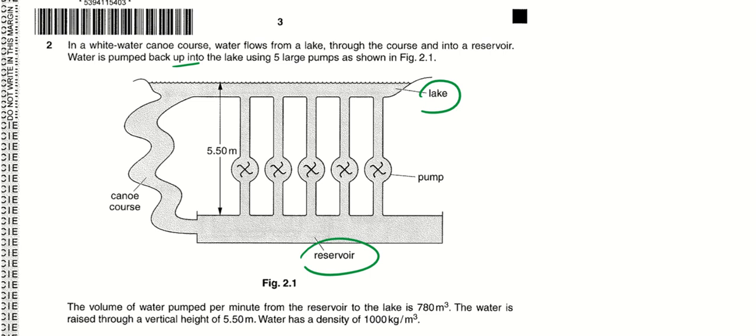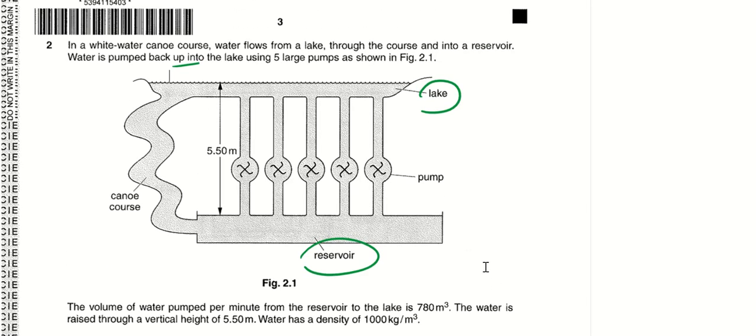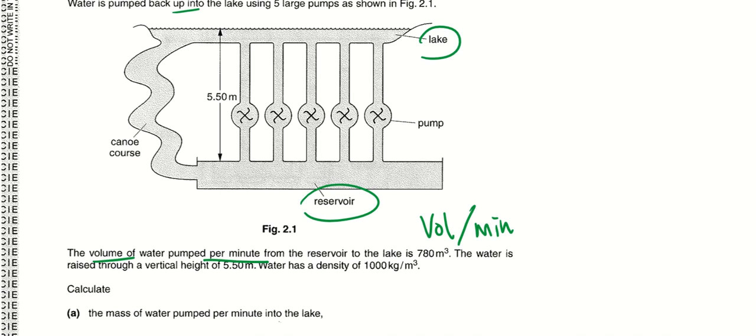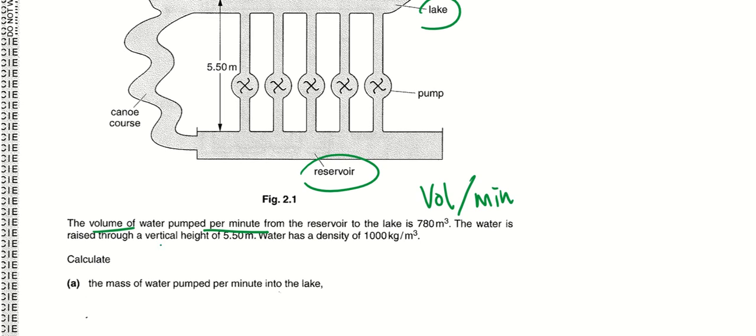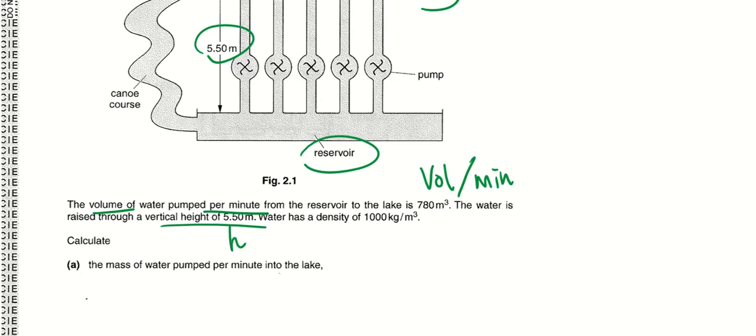The volume of water pumped per minute from the reservoir to the lake is 780 meter cube. So this is volume per minute, right? It says per minute, so it's not just your volume, it is volume per minute. That means every minute, the water that's pumped from the reservoir back to the lake is 780 meter cube. The water is raised through a vertical height of 5.50. So this is height, I'll put it as H. Water has a density of 1000 kg per meter cube.